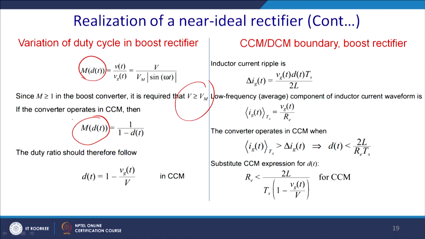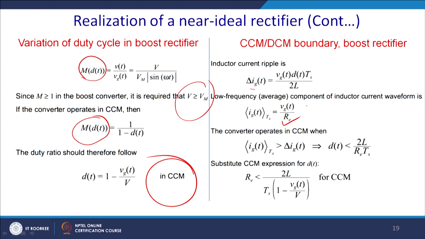So, we assume that it is a continuous conduction mode, and we have 1 by 1 minus D. The duty ratio therefore follows: D is equal to 1 minus Vg by V in case of the continuous conduction mode. Similarly, the inductor current ripple will be given by delta Ig equal to Vm square. The low frequency average component of the inductor current is given by Vg by Re.